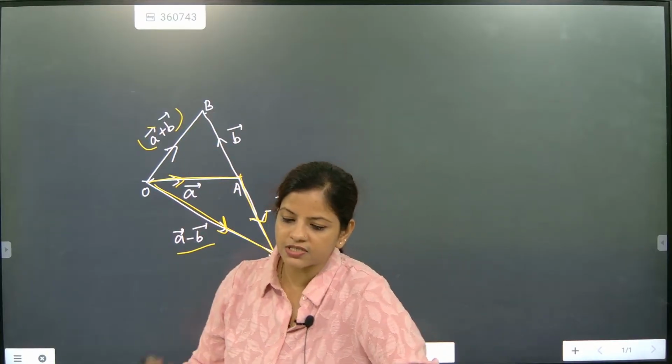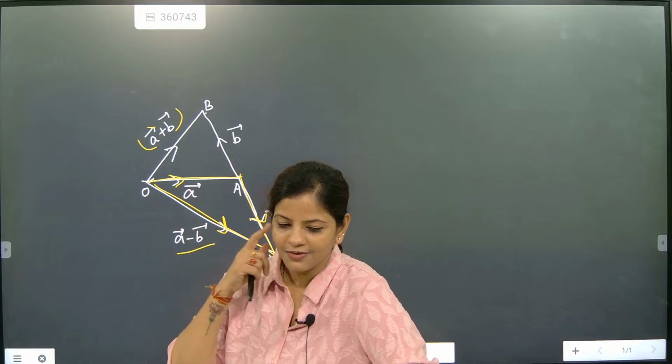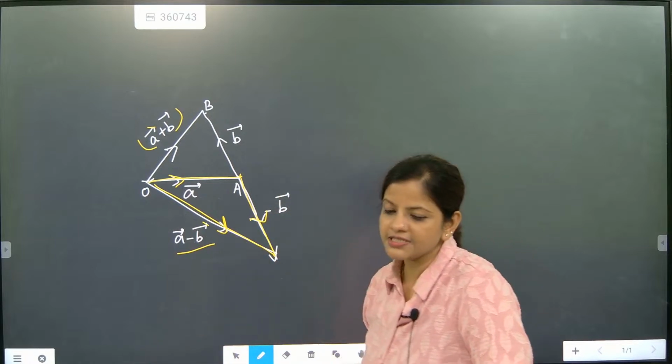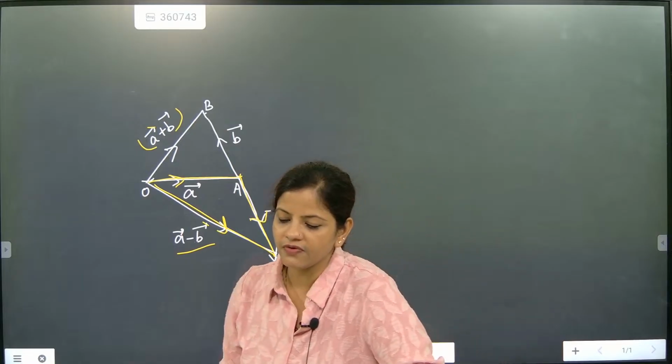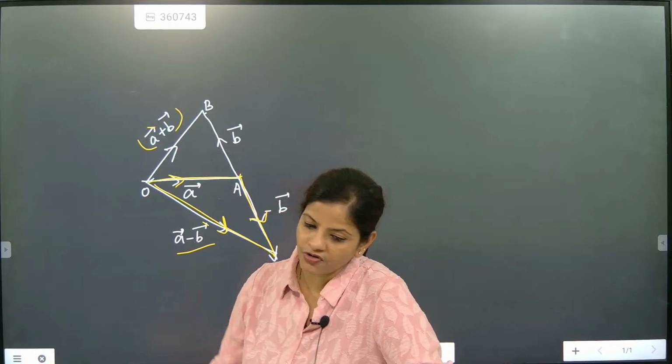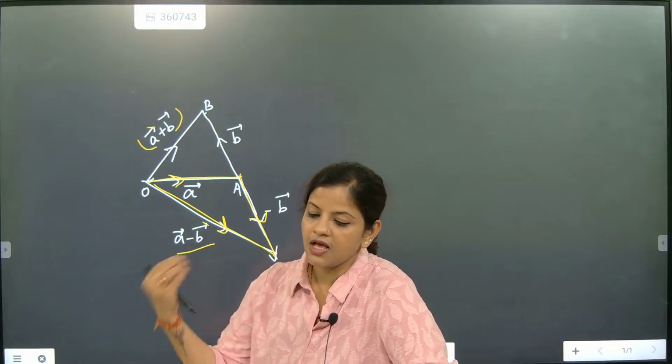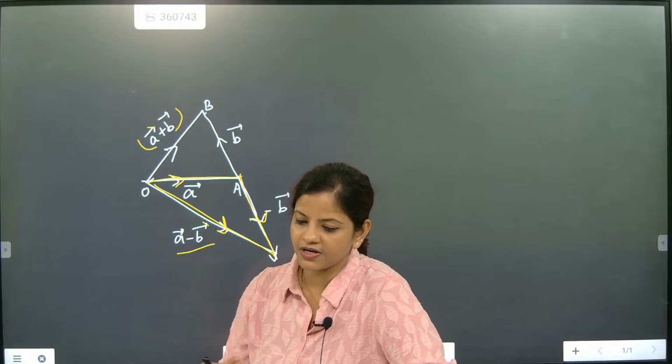I hope you have understood. One section is coming as the plus part, one section is coming as the minus section. So this is addition of vector and this is subtraction of vector: A vector plus B vector and A vector minus B vector. Okay?